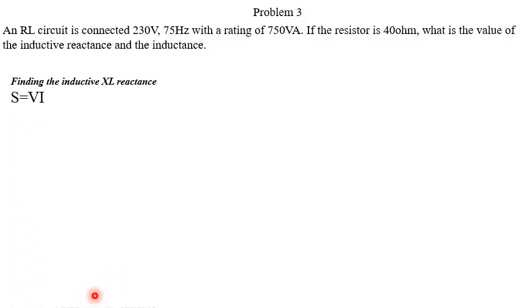So that is the formula. But we need to first of all use this formula. We know that apparent power is given, S is equal to VI. And since we know S, we know V too. So we have to make I the subject. Making I the subject, I now becomes S over V. Then we get our current flowing through the circuit as 3.26 amp.